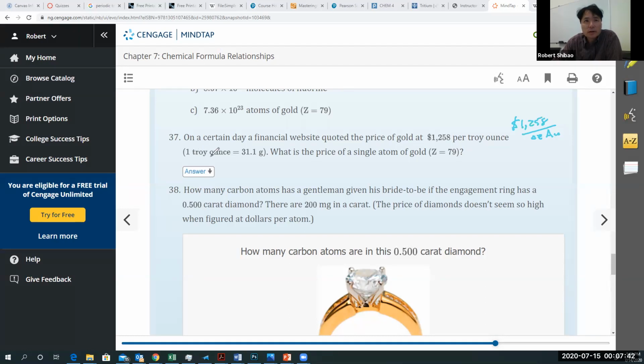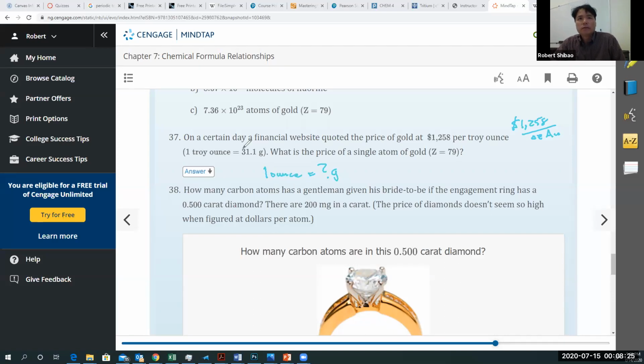Okay, they give us this one, another conversion. 1 troy ounce is 31.1 grams. What is the price of a single atom of gold, Z79? Let's see, is a troy ounce the same thing as a regular ounce? How many grams? Does anybody know if a troy ounce is the same thing as a regular ounce? No, it is not. Okay, thank you, Hazard.